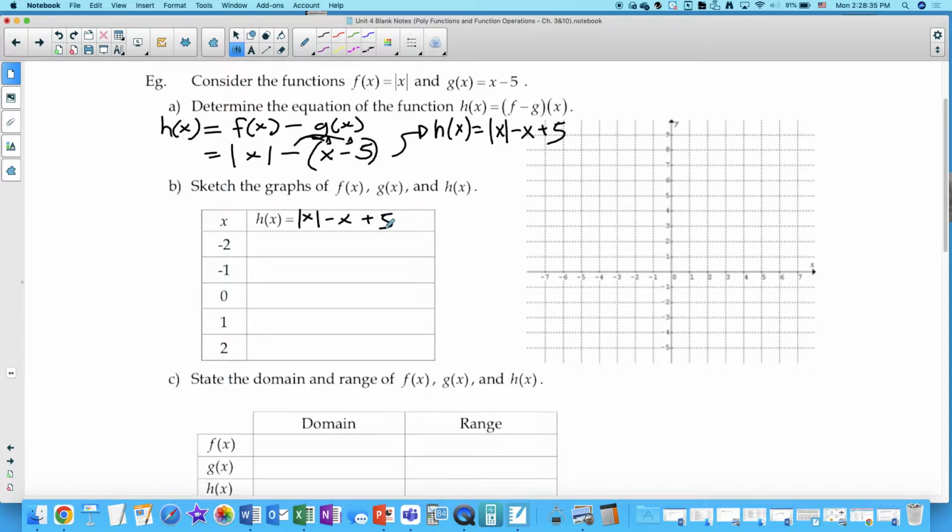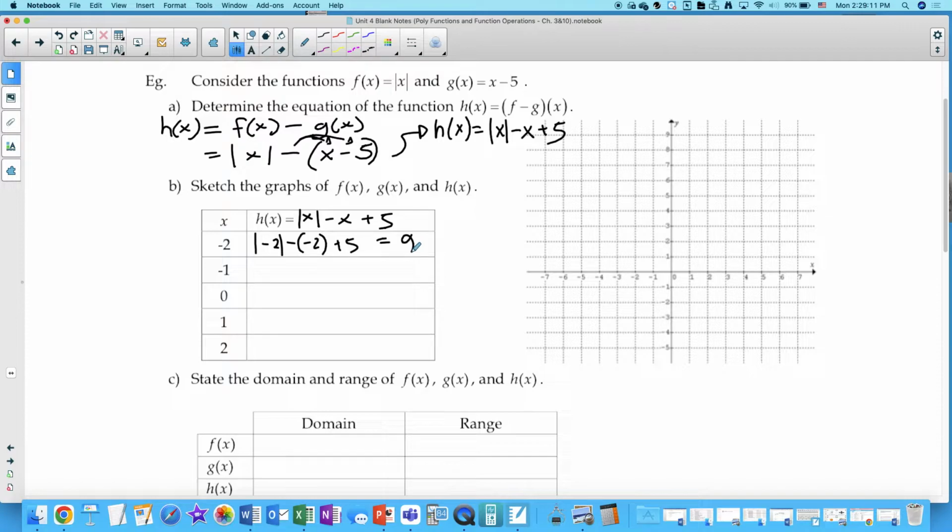Okay, so let's start getting some y values, some points. So we're going to sub in these x values. h of negative 2 is going to be the absolute value of negative 2 minus negative 2 plus 5. So what is the value of that? Yeah, it's 9. So this part's 2, and then plus another 2 is 4, plus 5 is 9.